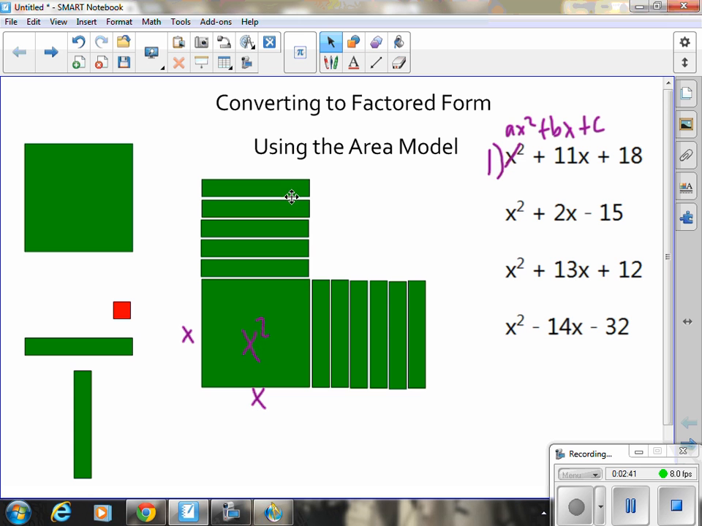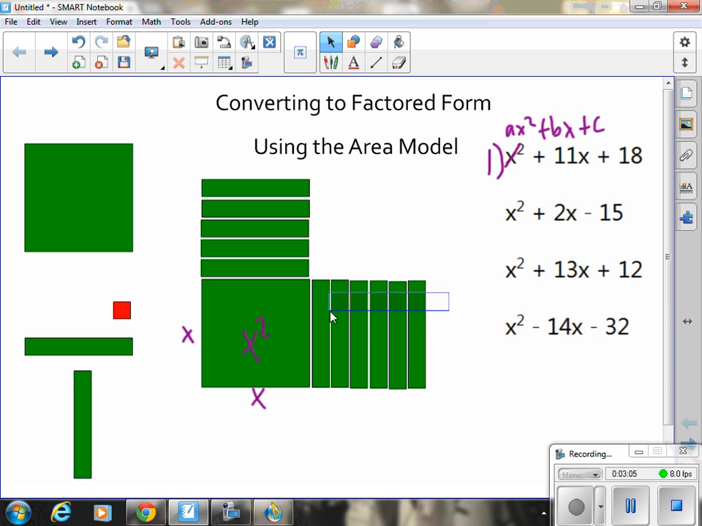I've got 11 x rectangles. I could count them. 1, 2, 3, 4, 5, 6, 7, 8, 9, 10, 11. Will I have 18 ones is the question. Now you can kind of think about this right here. If it's a 5 by 6, that's going to result in 30. So that's not the right arrangement.